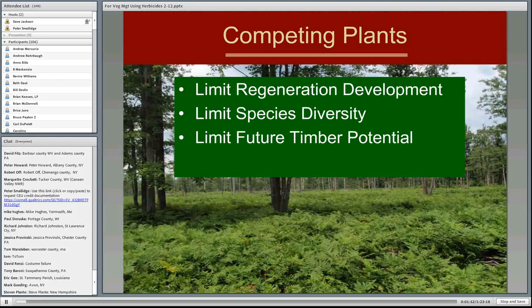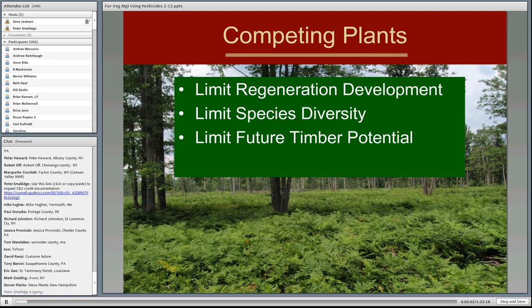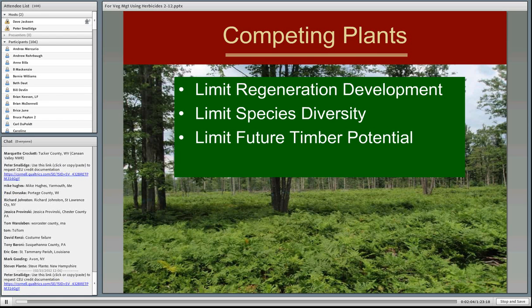Competing plants. So we talk about vegetation management. We're primarily talking about controlling plant competition. Plants compete with each other for many different resources such as light, moisture, nutrients, space, and they limit many different things. And I list a number of them here.